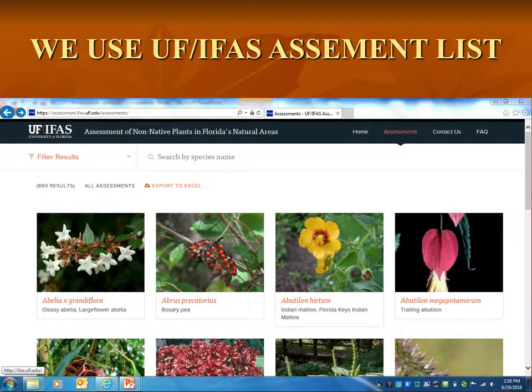We use the UF IFAS assessment list. This is the home page. It's not a concise list that you can print off, unfortunately. Maybe one day it'll be so. But here you can search by species name if you know it. You can also do it by common name.